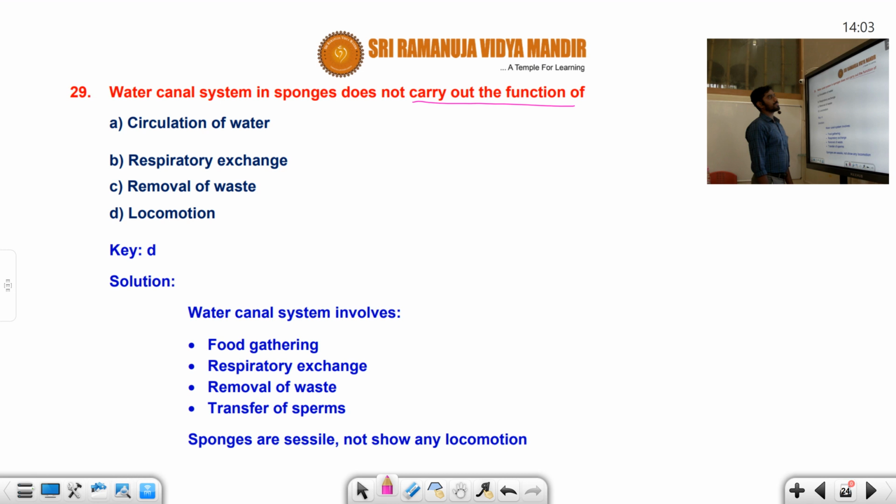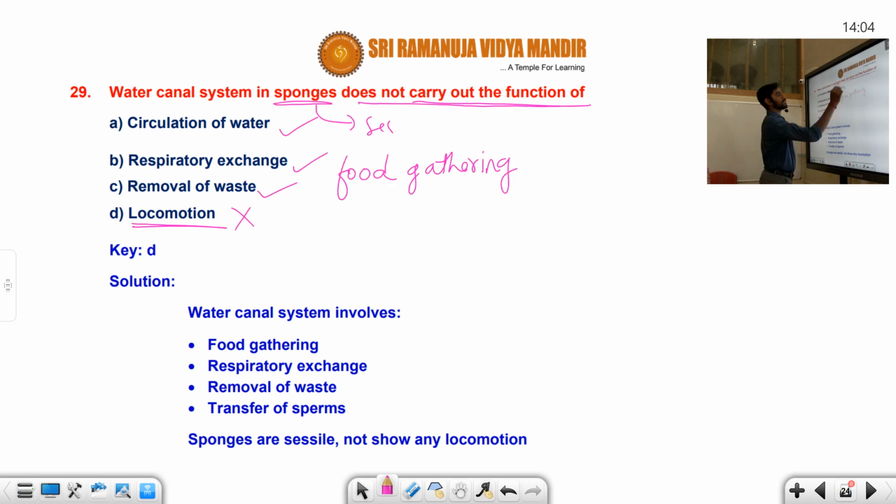So it does not perform any locomotion, because sponges are sessile in nature. Sessile means it is fixed in a particular place only. So here it does not perform any locomotion. Our correct option is D. The water canal system in sponges does not carry out the function of locomotion. The remaining can do all those things.